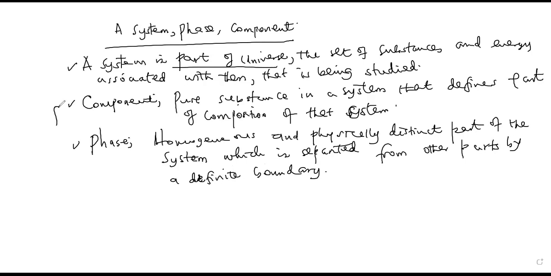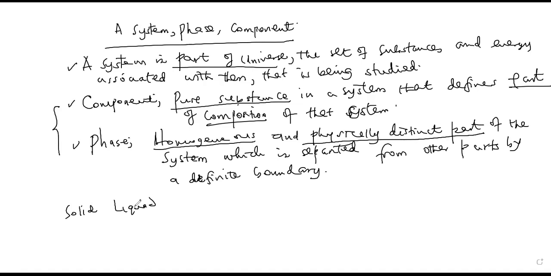Now, the main thing is here. A component is a pure substance within the system that defines a part of the composition of that system, whereas a phase is a homogeneous and physically distinct part of the system separated from other parts by a definite boundary. For example, I wanted to first note that each of the three homogeneous states, that is the solid, liquid, and gas, each of these states in which a substance can exist is what we call a phase.